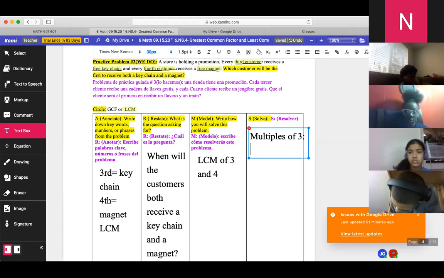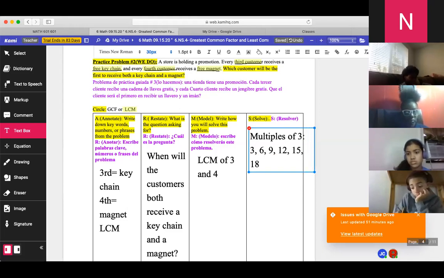All right, we're gonna find the multiples of 3. When we find the multiples, the LCM, we skip count. So 3, 6, we're counting by 3s. Simple. 9, right? We're finding the multiples. 3 times 1, 3 times 2, 3 times 3, 3 times 4, 3 times 5, 3 times 6 is 18, 3 times 7, 21, 3 times 8 is 24.